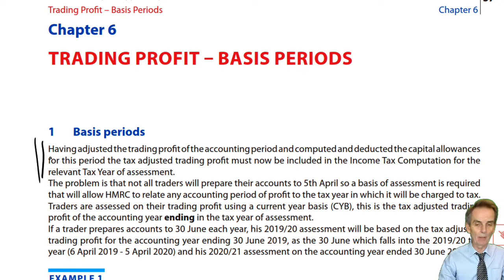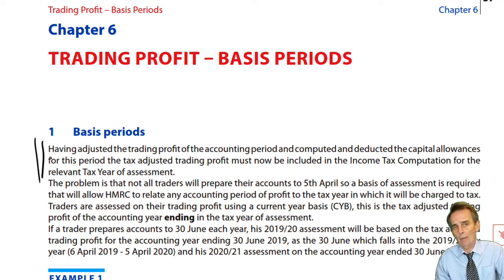Well, as we said at the end of the previous chapter, and as you see written here at the beginning of this chapter, what we've been able to do through Chapter 4 and Chapter 5 is to initially establish an adjusted trading profit for the business for an accounting period, and then in Chapter 5 compute and deduct the capital allowances available for the self-same accounting period. We deduct those capital allowances, we said, from the adjusted profit, we get the tax-adjusted trading profit. And that will be for that business's, that individual's chosen accounting period end.